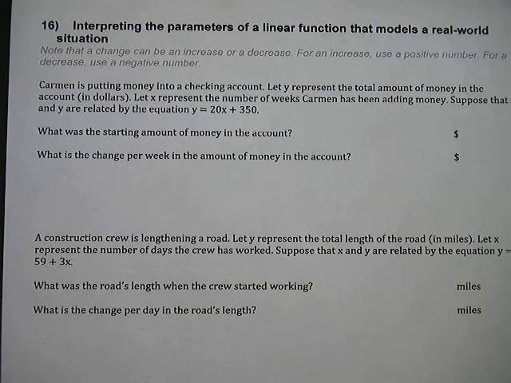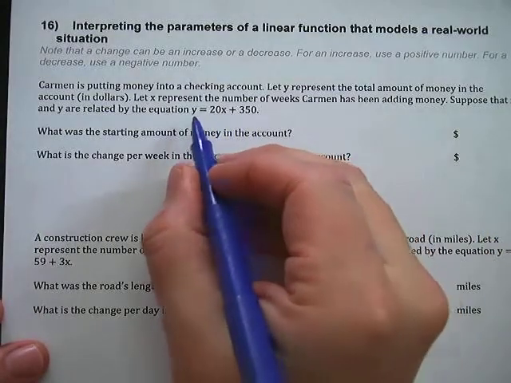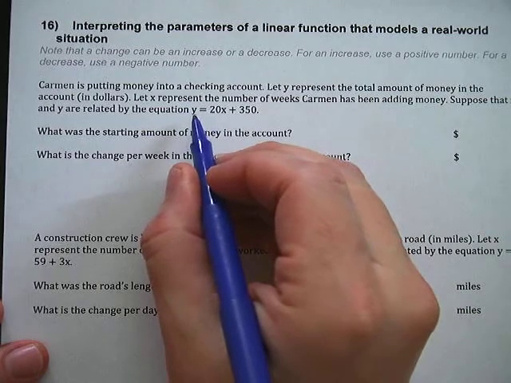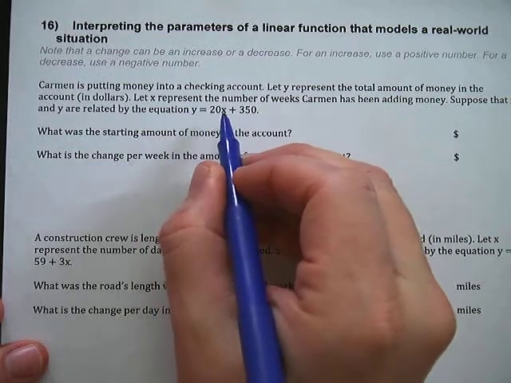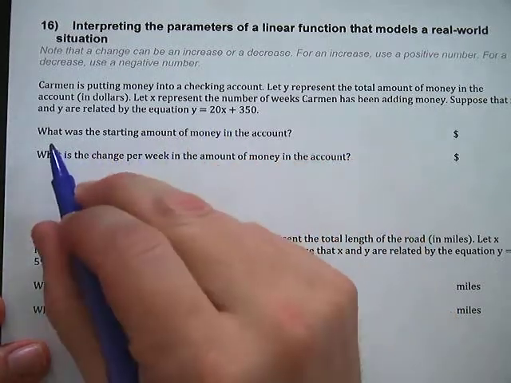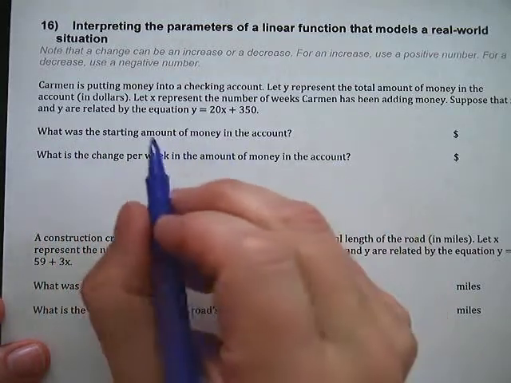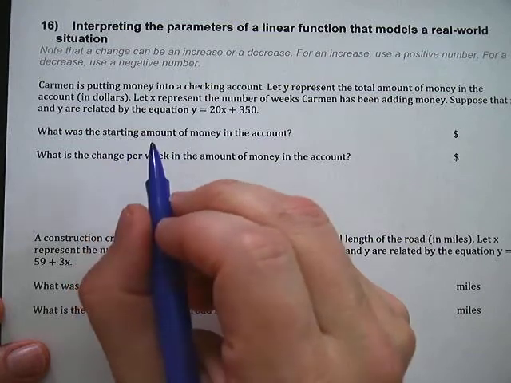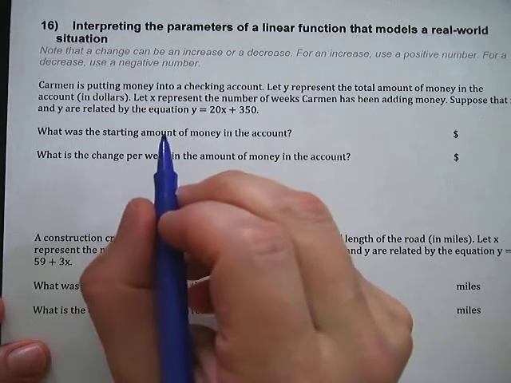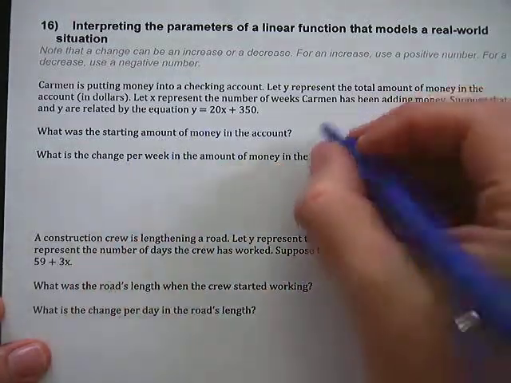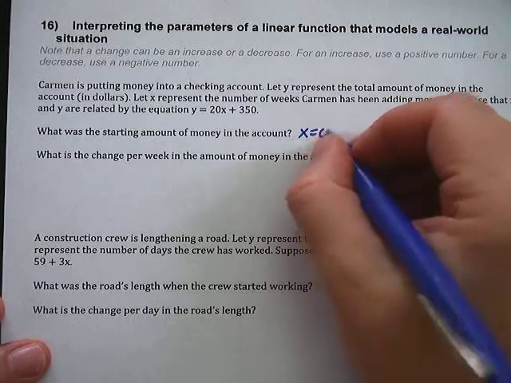The first question we're asked is, what was the starting amount of money in the account? We have this equation right here. Remember, Y represents the amount of money, X represents the number of weeks. If they're asking what was the starting amount of money, how many weeks had passed at the start? Well, no weeks had passed, because it's at the beginning. So if no weeks passed, that's X equals 0.